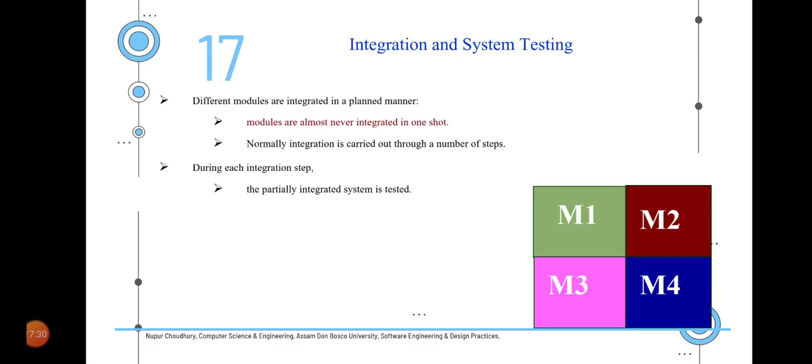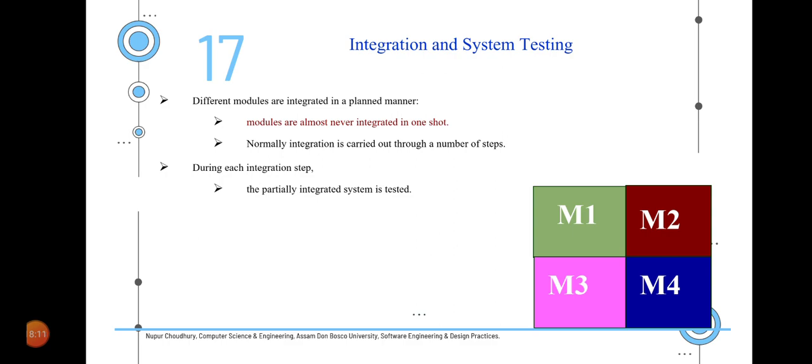Once this implementation is carried out, the next phase is integration and system testing. In the previous phase itself, we carried out the standalone testing, which is known as unit testing. Once all the modules are unit tested, they are integrated in a planned manner. Generally, all of the modules are not integrated in one go. Modules are integrated through a number of steps, and during each integration step, the partially integrated system is tested.